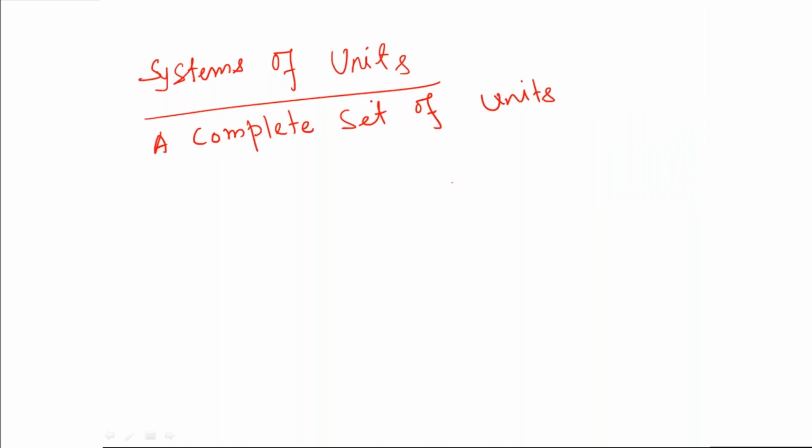We are here. So, a complete setup. As you said, FPS and all. So there are MKS, FPS, and CGS. I'll just give you the definition first. What is a system of units?